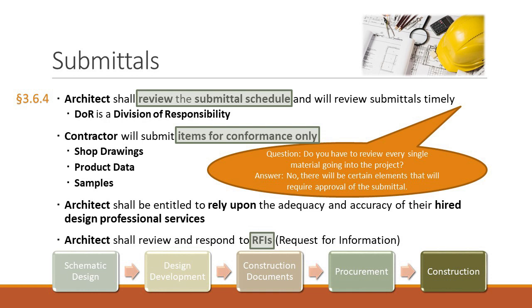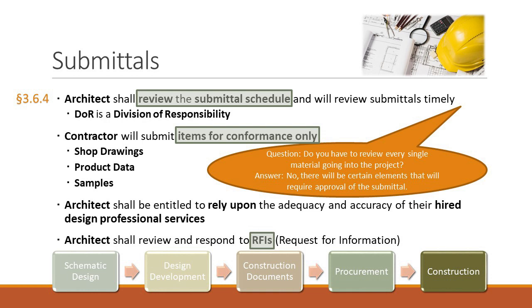3.6.4.4, the architect shall review and respond to requests for information about contract documents. That's called an RFI, request for information. Sometimes what's going to happen is the contractor is going to review your drawings and maybe not understand everything. It may not be as clear because you didn't give them 100%. So they're going to issue an RFI. And you have to respond to those. You have to do it promptly, and you have to give them in writing.